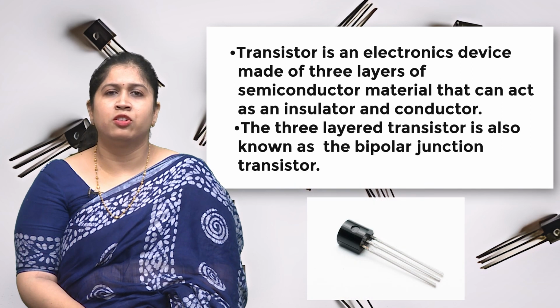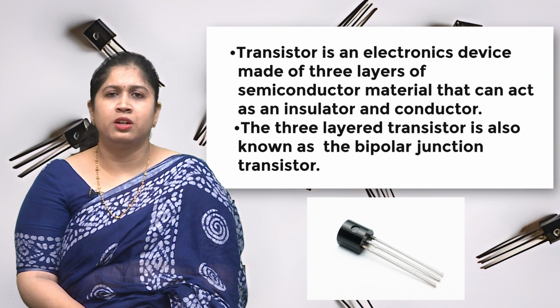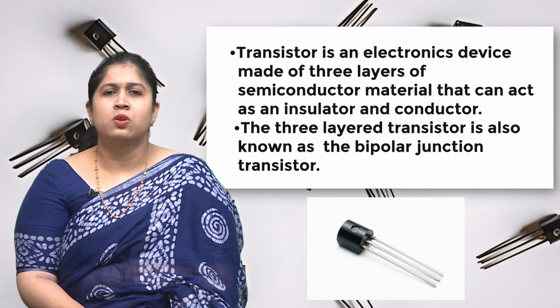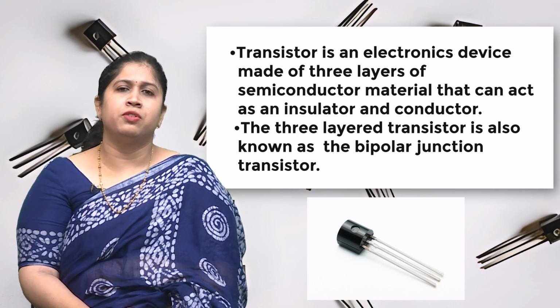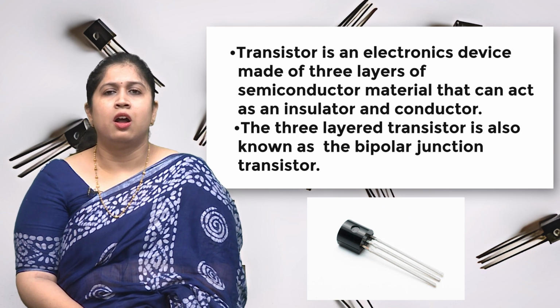A transistor is an electronic device made of three layers of semiconductor material that can act as an insulator and a conductor. The three-layered transistor is also known as the bipolar transistor. In the figure, we can see the structure of a transistor. Now we discuss the difference between diode and transistor.